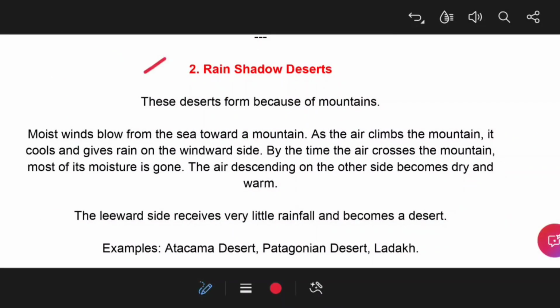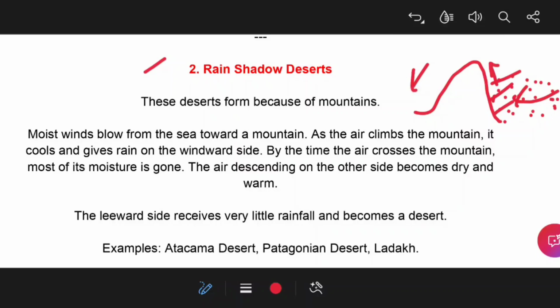Now the second one is the rain shadow desert. What is a rain shadow desert? Suppose this is a mountainous or hilly area, and here is a water body, or particularly you can consider it an ocean. Now what will happen when air flows over these water bodies? They will carry the moisture along with them. Then they will strike the mountains or hills, and they will not be able to ascend more so that they can cross to this side.